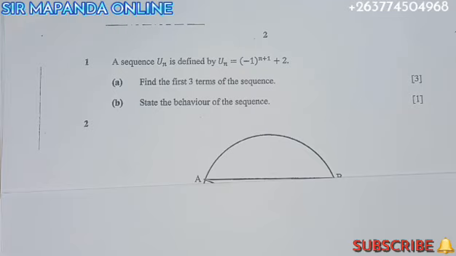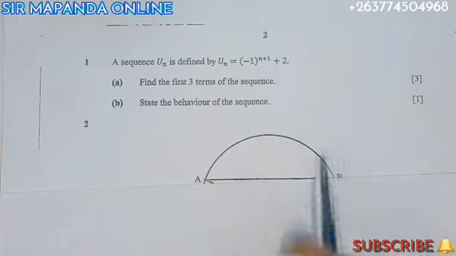In today's lesson, we are going to touch on June 2023 Paper 1 SimSec, the June session, right? So we are going to start with the first question. It reads: a sequence Un is defined by Un equals (-1) to the power of n plus 1, plus 2. Part A, find the first three terms of the sequence.